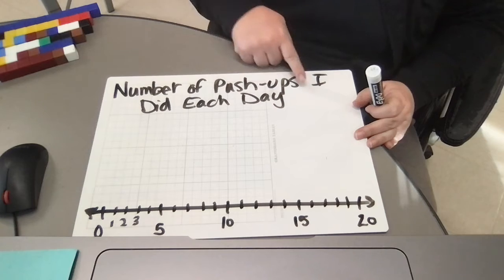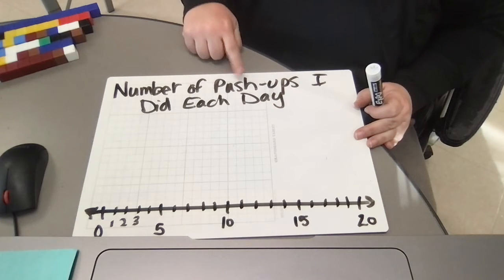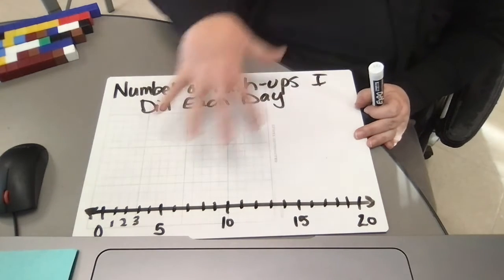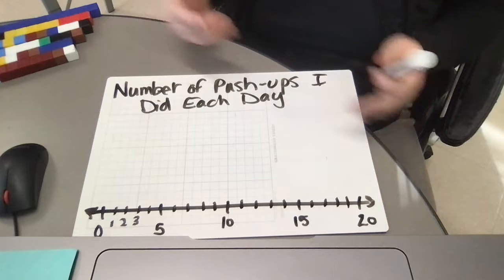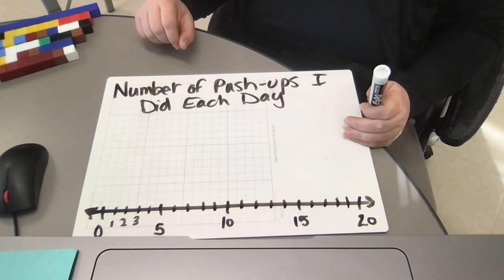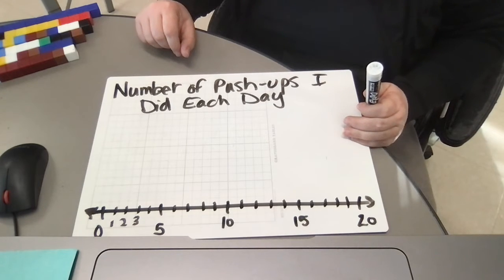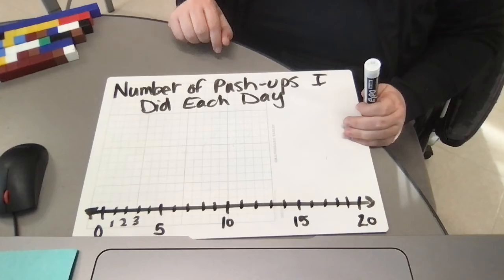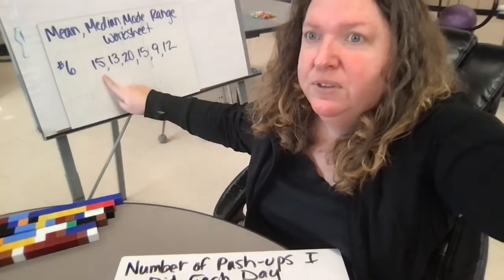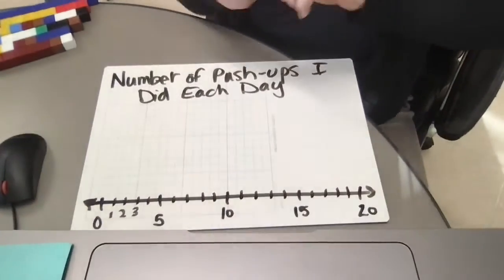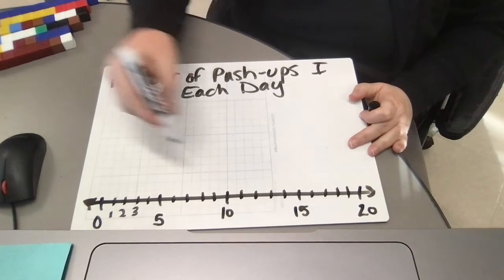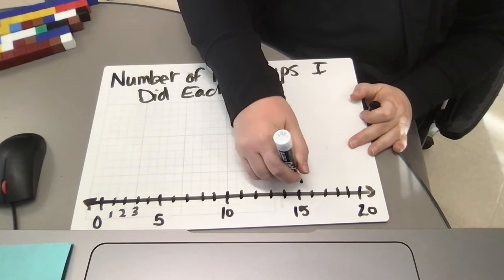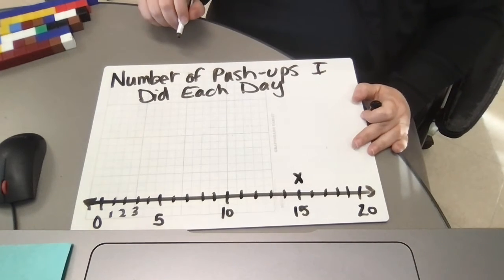All right, so now I added a title. Remember, this is the number of push-ups I did each day. The title should always tell what your dot plot is about, because otherwise you're just looking at numbers, you don't know what they are. Now I'm going to use an X for every time I did a certain number of push-ups. Remember, my first number was 15. So I'm going to put 1 X above the 15.